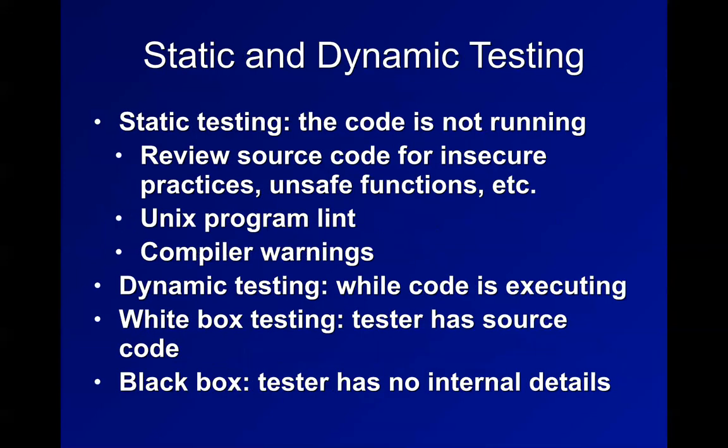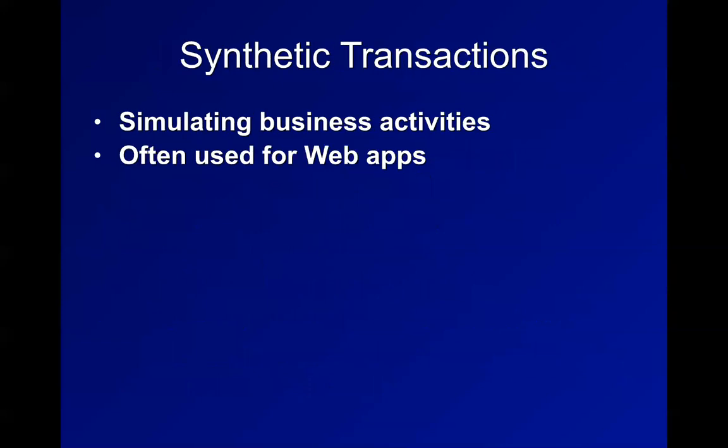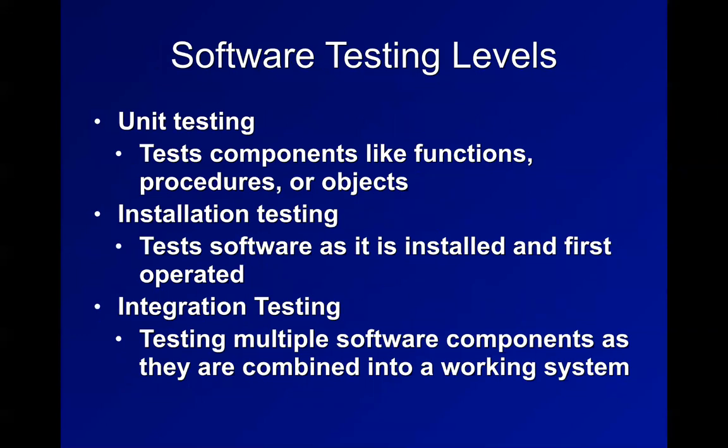There are many systems. The static testing is when the code is not running, looking at source code for things like lint. And dynamic testing is where you run the code and watch its operation and test it there. You can make the customer requirements and make sure that it has the specific features your customer needs. You can simulate business activities to try to see how it performs in action. So you can do unit testing, where you break it up into little components and test the components one by one. There's installation testing and integration testing to make sure it interoperates with the other components.